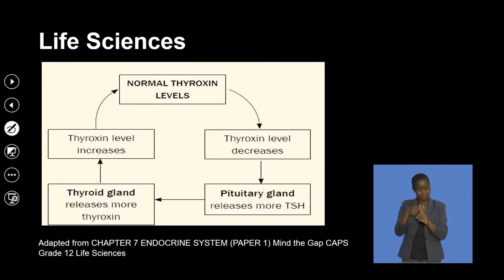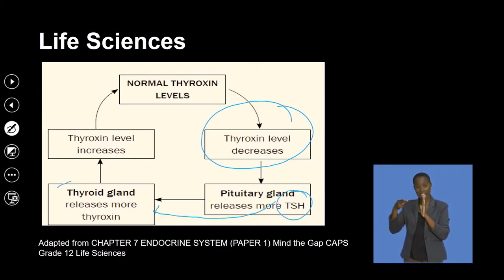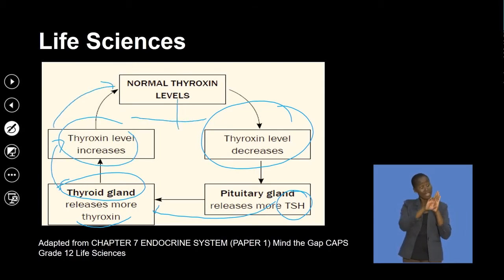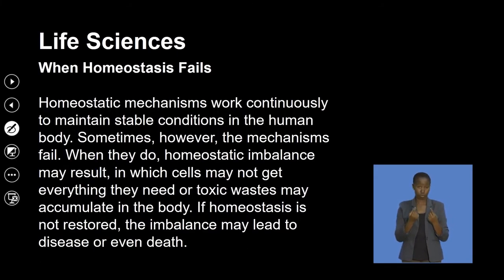So when the thyroxine levels, we start here, decrease, the pituitary gland produces more TSH. More TSH goes to the thyroid gland. The thyroid gland releases more thyroxine, causing the thyroxine levels to increase. When the thyroxine levels increase, they come back to normal, thus maintaining the balance which we refer to as homeostasis. So guys, that's essentially how homeostasis occurs.